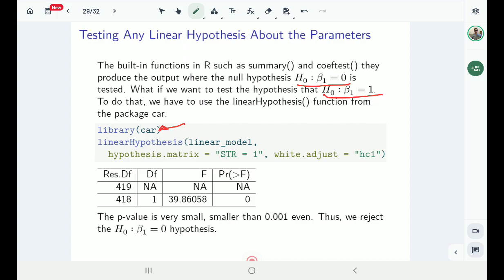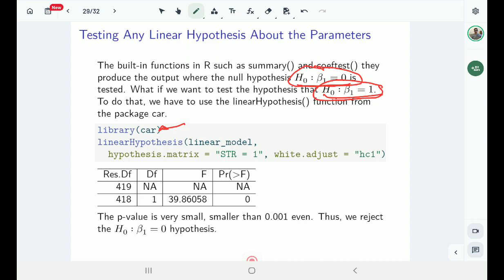Actually, you can use this function to test any linear hypothesis about the model parameters. And in future, when we talk about multiple linear regression models, we will see that we can use this linearHypothesis function to test linear combinations of the parameters, not only each parameter individually. Okay, you see, again, the summary function and coeftest function are able to test equality of true parameters to 0 only. But the linearHypothesis function helps us to test any linear hypothesis about model parameters. Okay, and how do you do that?